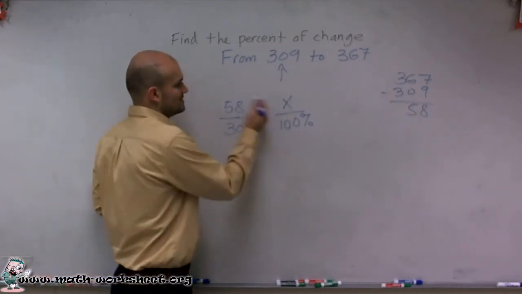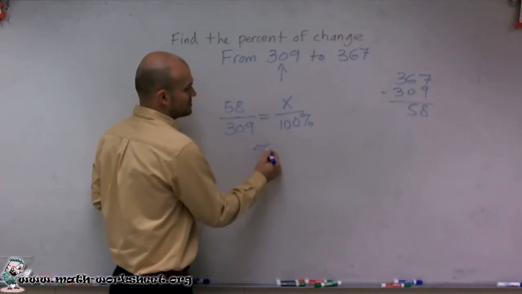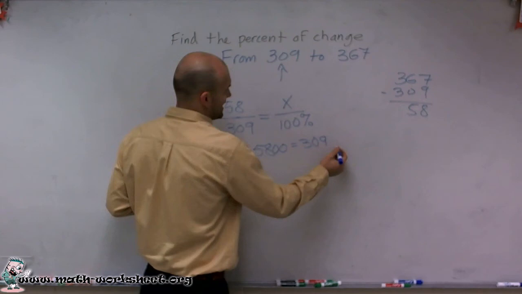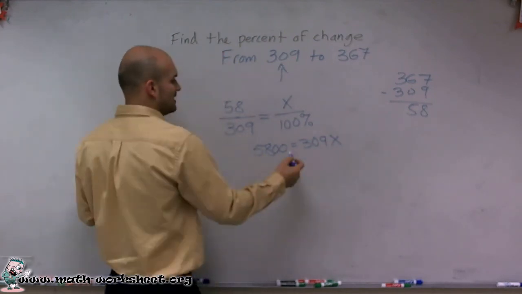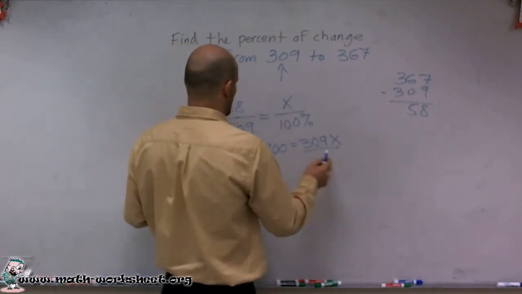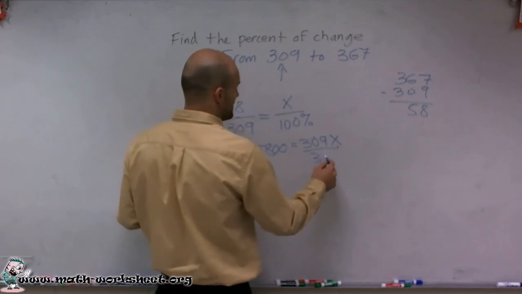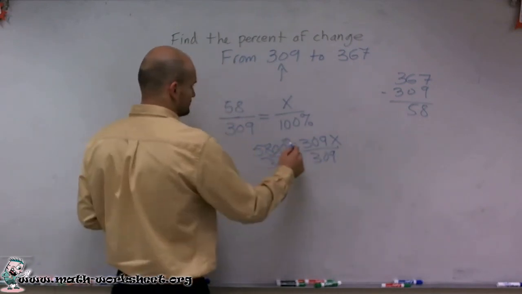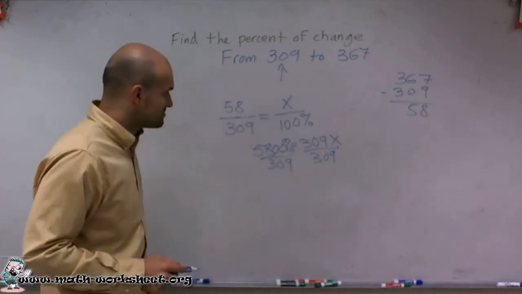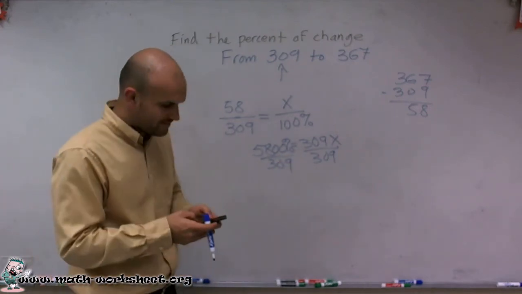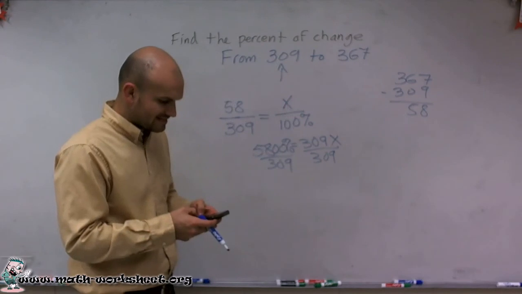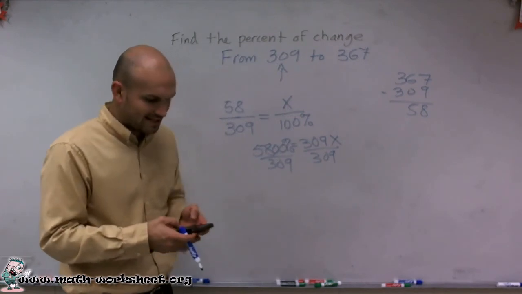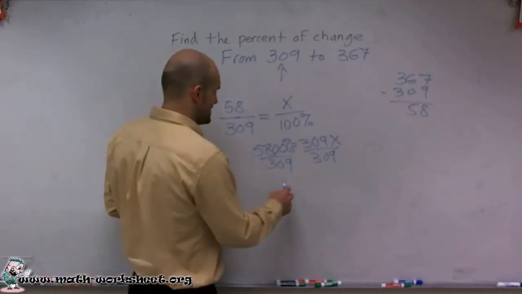So what I can do here is just cross multiply. So I can do 5800 equals 309x. Then I'm going to divide by 309 on both sides. And therefore, I'll use my nice little handy calculator. I'll do 5800 divided by 309, and that's going to equal 18.8%.